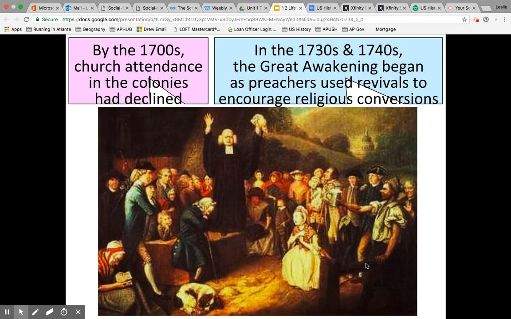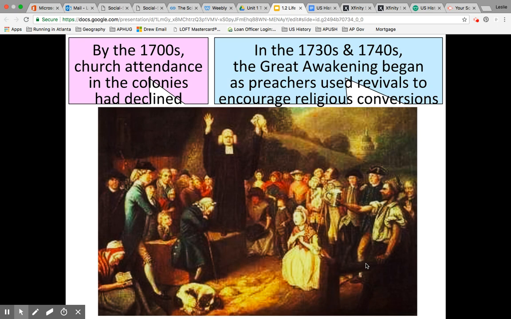So by the 1700s, church attendance across each of the colonial regions had declined. And we see the development of a very, very important movement called the Great Awakening. So in the 1730s and 1740s, the Great Awakening began as preachers used revivals to encourage religious conversions. So in the New England colonies, which were founded for religious purposes, you see a very strict Puritan religion in which there are lots of rules and the idea of predestination. Well, the Great Awakening changes that, with the idea that there's salvation through a relationship with God.